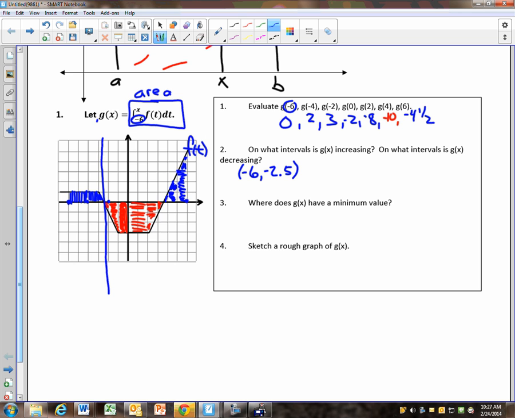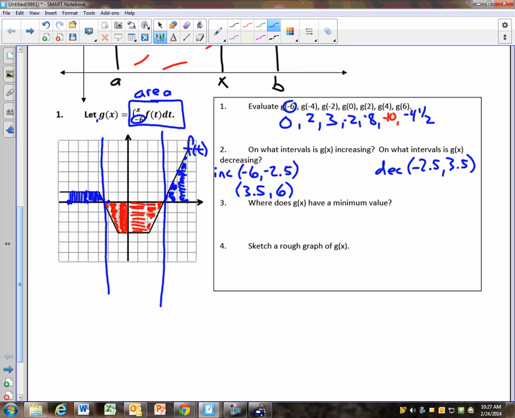Okay, what happened after that? It started decreasing, right? It decreased from negative 2.5 to what? It kept on decreasing until, well, 3.5. What happened after that? It started increasing again from 3.5, and they don't tell us where we should stop, so we'll just say we stopped at 6.